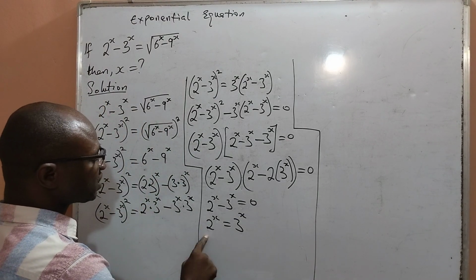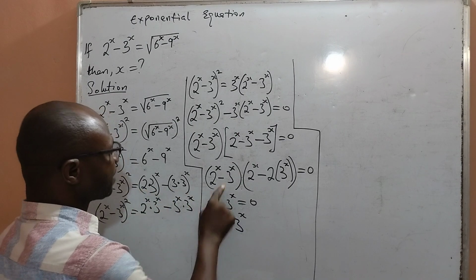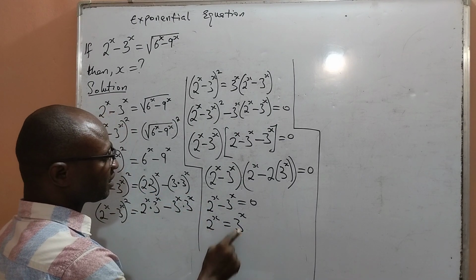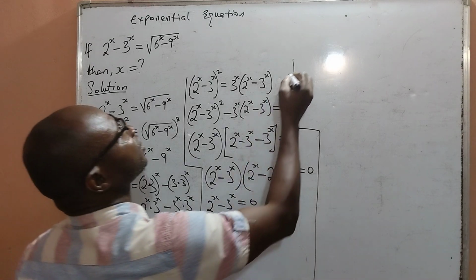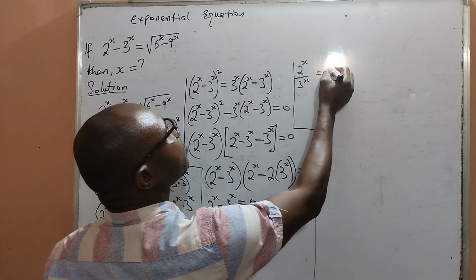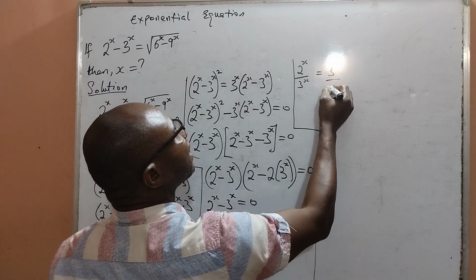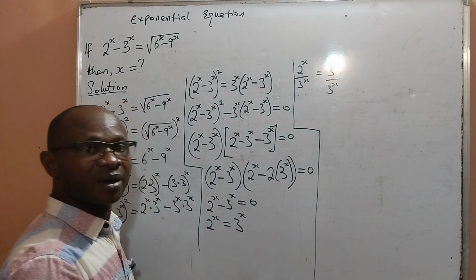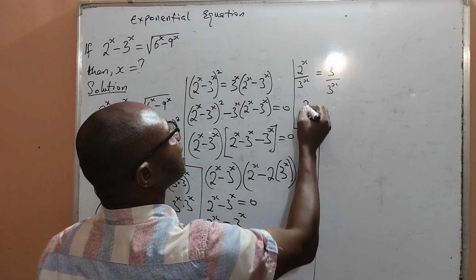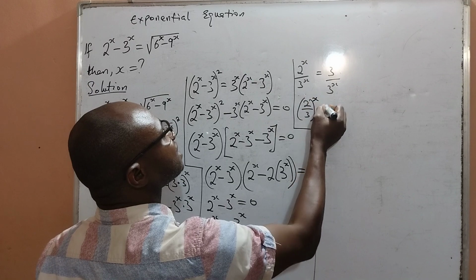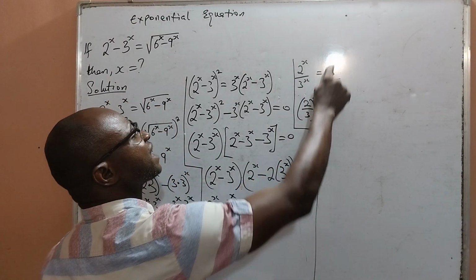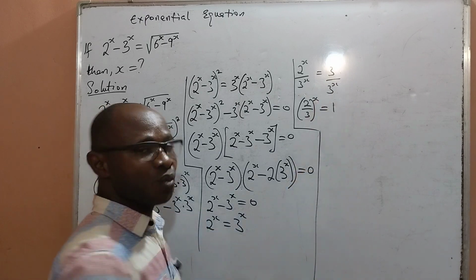I want to divide both sides of the equation by 3 raised to power x. And that is going to give me 2 raised to power x over 3 raised to power x equal to 3 raised to power x over 3 raised to power x. Meaning that I can now have it as 2 all over 3 all to the power of x, according to indices, equal to 1, because 3 raised to power x can divide 3 raised to power x to give me 1.